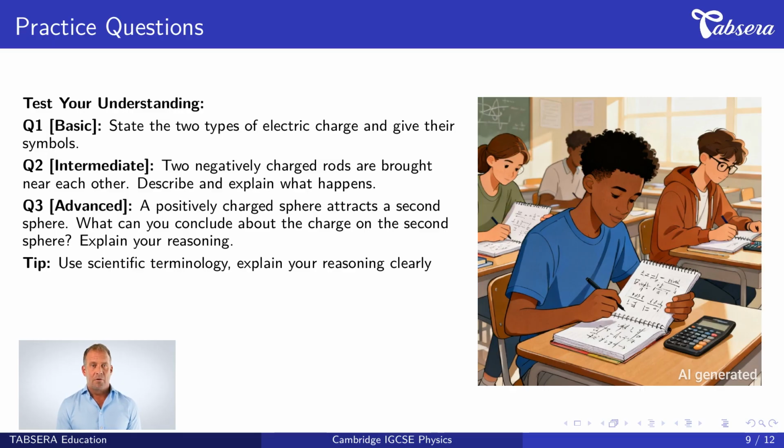Now practice what you've learned with these three questions. Question 1 is basic level. It asks, state the two types of electric charge and give their symbols. This tests your knowledge of fundamental charge types and standard notation.